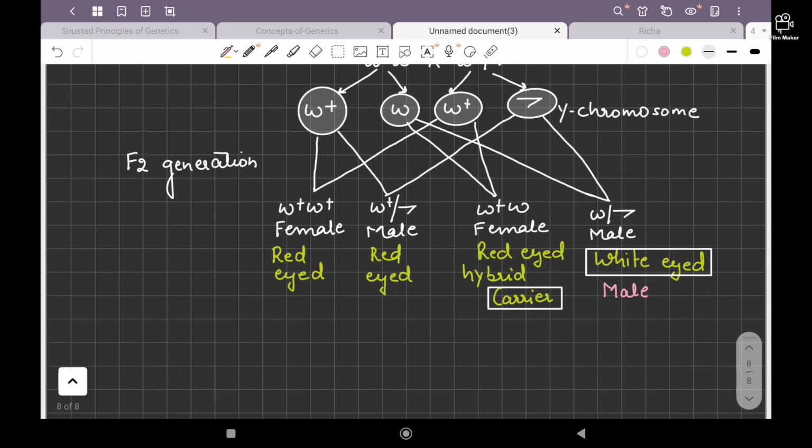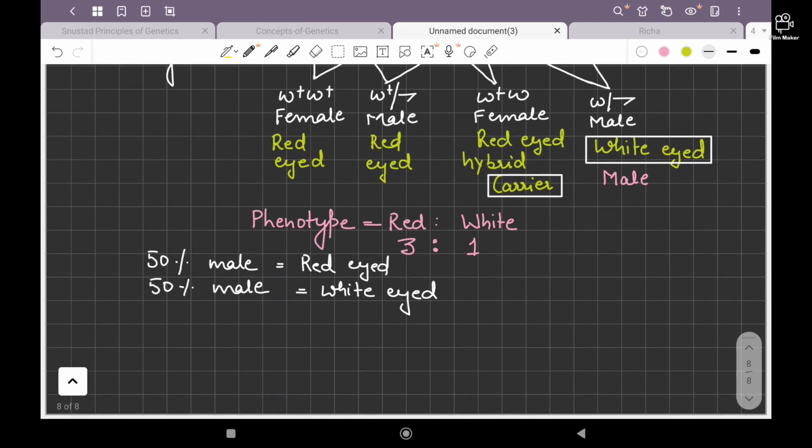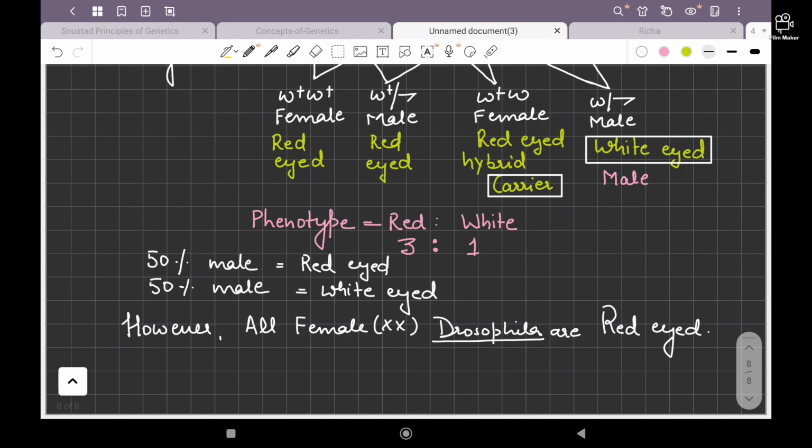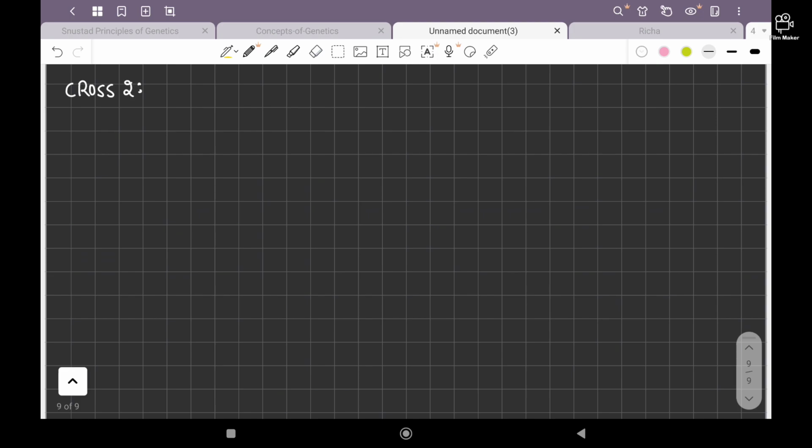So in this first cross, what we can observe is that there are three progenies with red eye in the F2 generation and only the male is white eye. There are 50% males and 50% females. In the case of males, 50% of the males are red eye, which is W plus Y, and 50% of the males are white eye, which is W and Y chromosome. Since the Y chromosome is carrying no gene, we are concentrating only on the X chromosome. And all females of Drosophila are red-eyed females. One is pure red eye, homozygous dominant. Another one is heterozygous carrier.